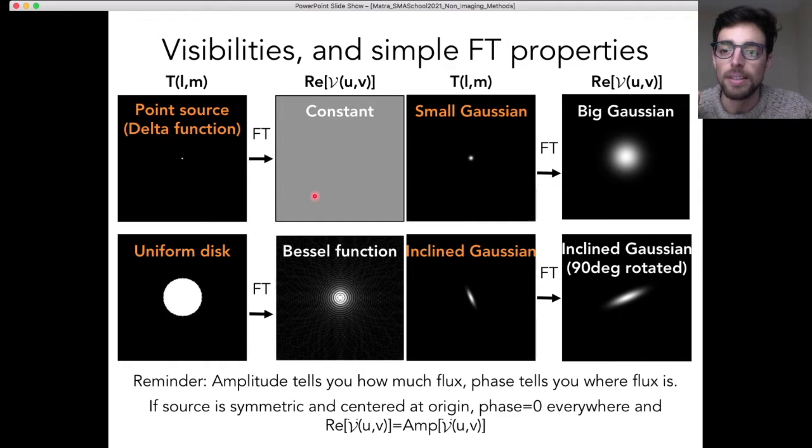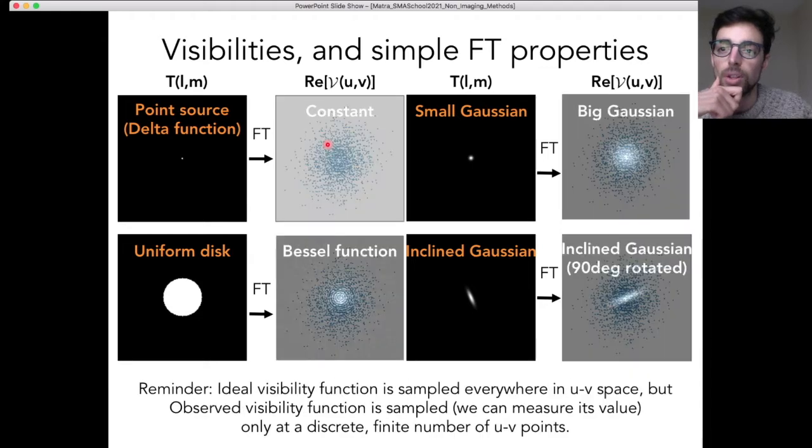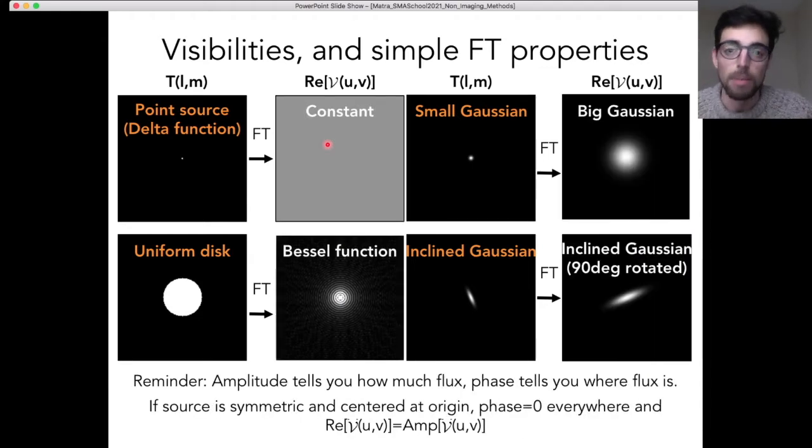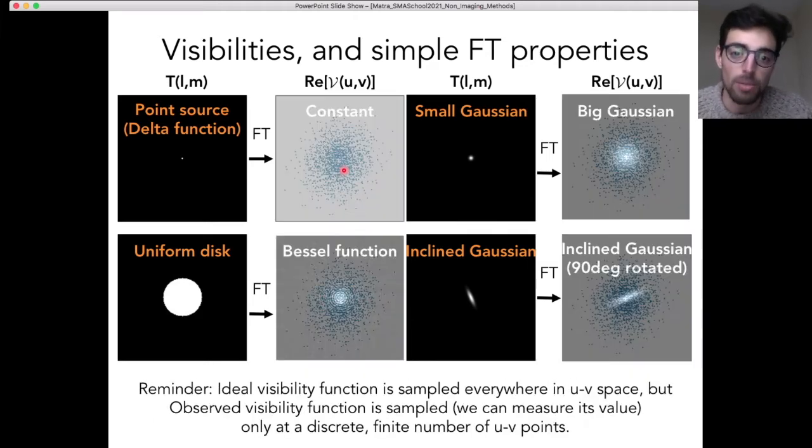So in these cases here, where the source is centrally symmetric and at the center of the field, then this real part of the visibility function that I'm showing will be the same as the amplitude of the visibility function, okay? And remember, these visibility functions that I'm showing here are sampled everywhere, so you can get their value everywhere, so they're a continuous function, but in reality, an interferometer only samples these functions at discrete points which correspond to your UV coverage, okay?